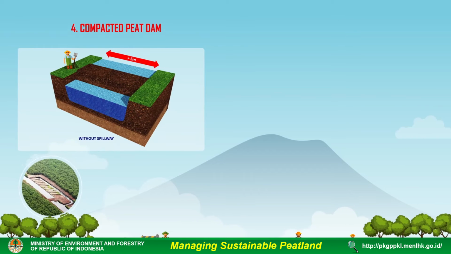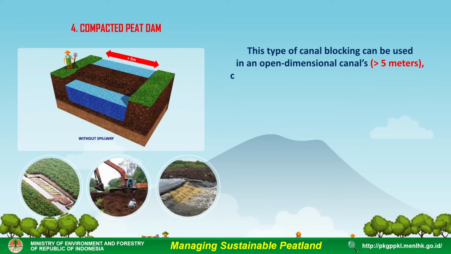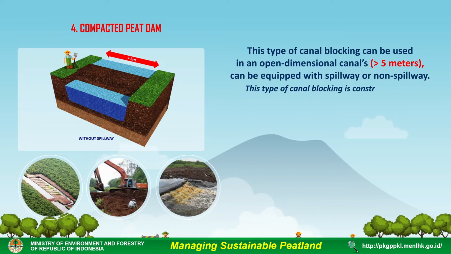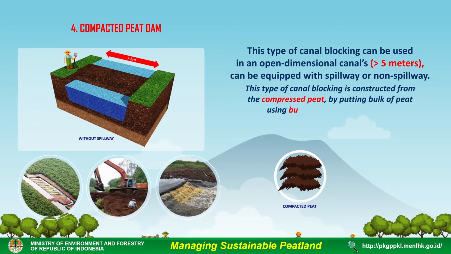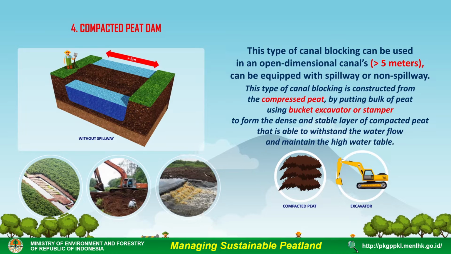Compacted peat dam. This type of canal blocking can be used in open dimensional canals more than 5 meters, and can be equipped with spillway or non-spillway. This type of canal blocking is constructed from compressed peat by putting bulk peat using a bucket excavator or stamper to form the dense and stable layer of compacted peat that is able to withstand the water flow and maintain the high water table.